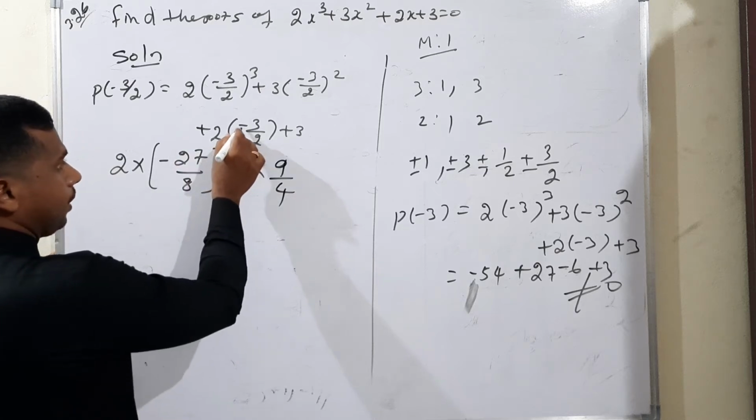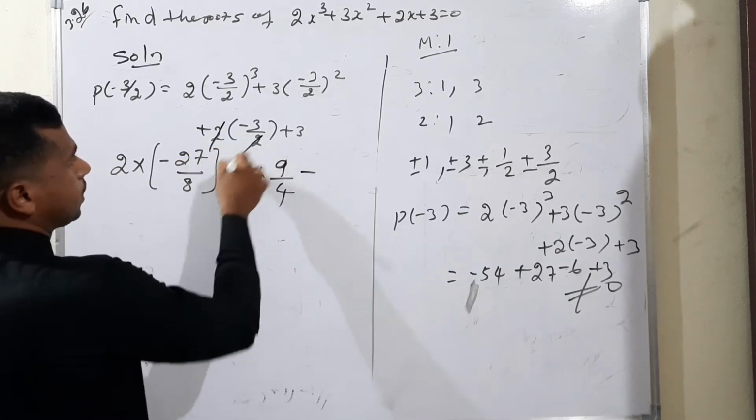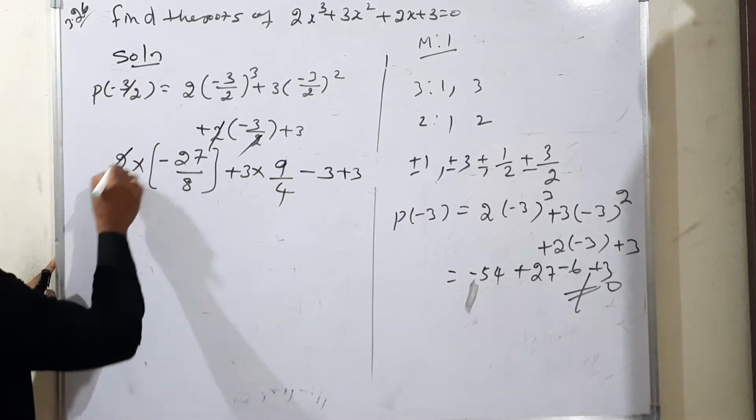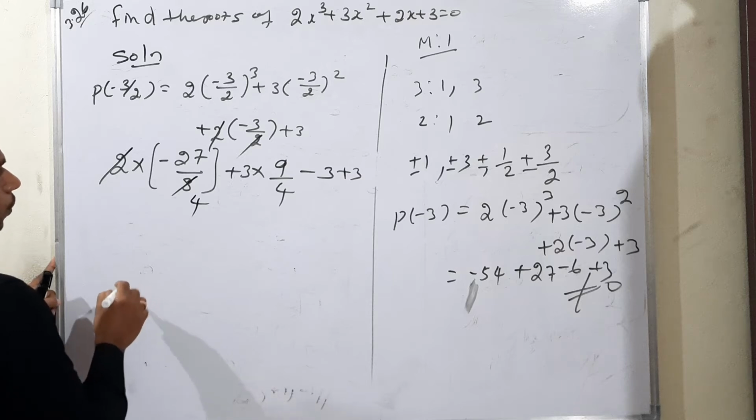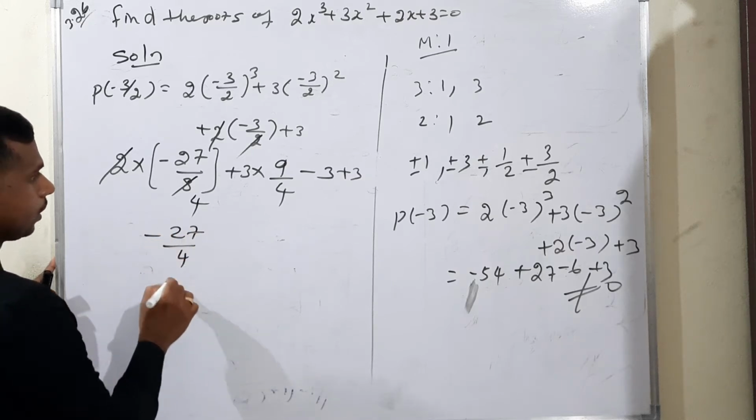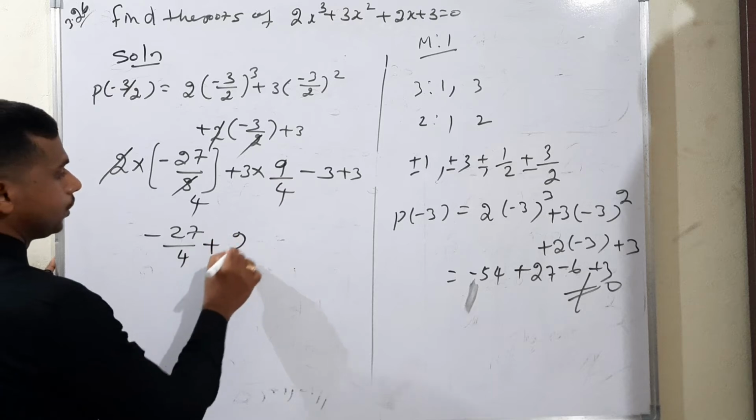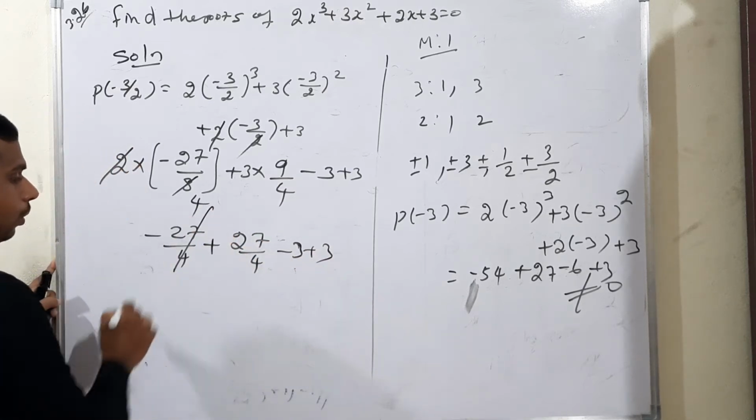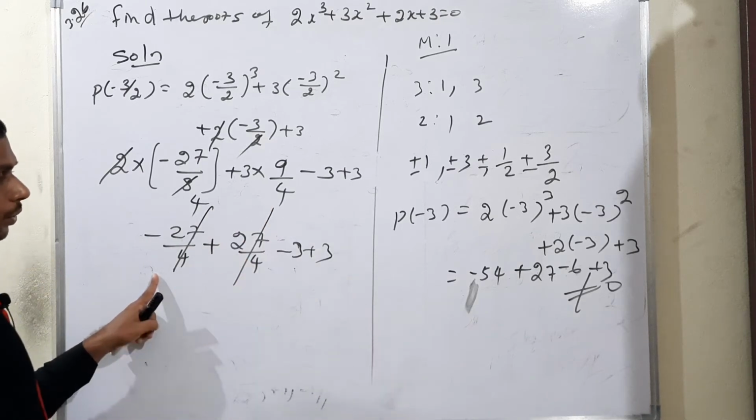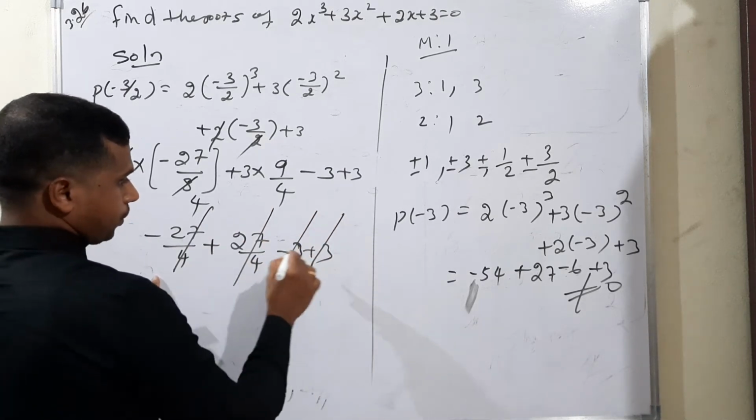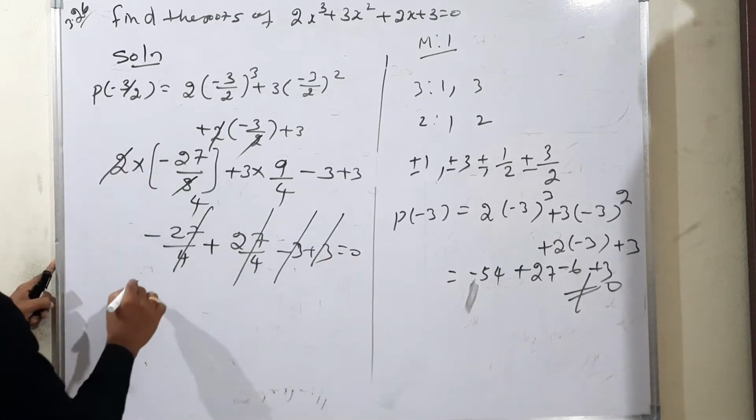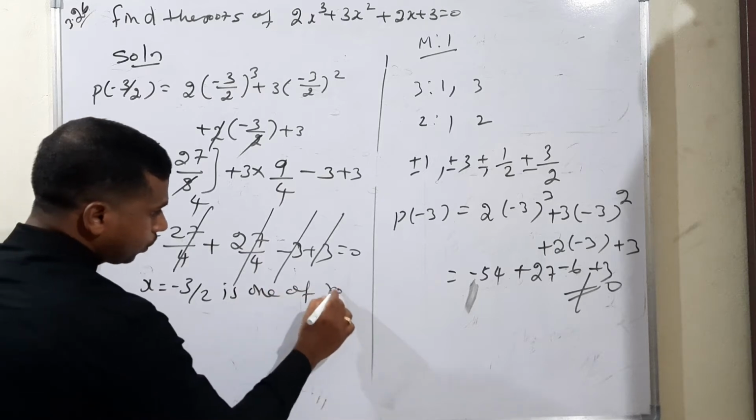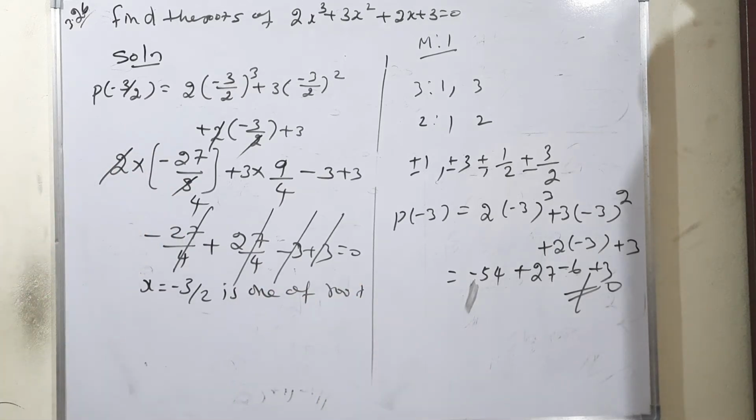Next, there is already a negative sign, so 2 into negative 3 by 2, here we can cancel the 2, and only negative 3 remains, and the balance is positive 3. Now 2 and how many times? 4 cases, 4. The balance is negative 27 by 4, again 9 times 3 is positive 27 by 4, again minus 3 and plus 3. So this is possible, no? Negative 27 by 4 cancels with positive 27 by 4, negative 3 with positive 3, equal to 0.